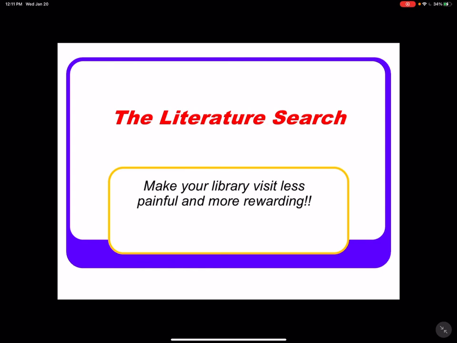I remember back in the day when I was an undergraduate, oh my gosh, finding articles was so hard. It was so confusing. And so I said, if I am ever a research methods teacher one day, I'm going to help students make it a little easier. So I'm going to tell you some tips and tricks and strategies on making the literature search work for you.